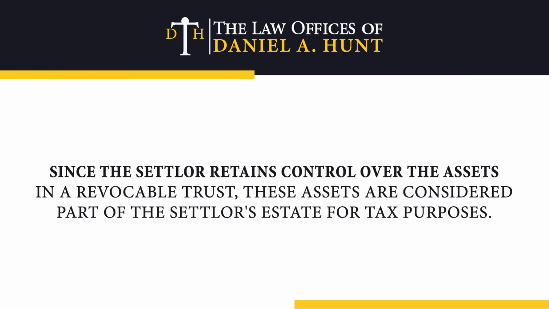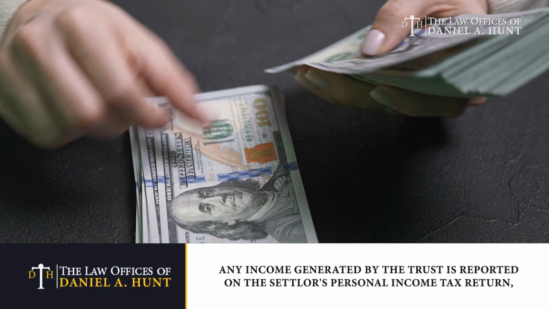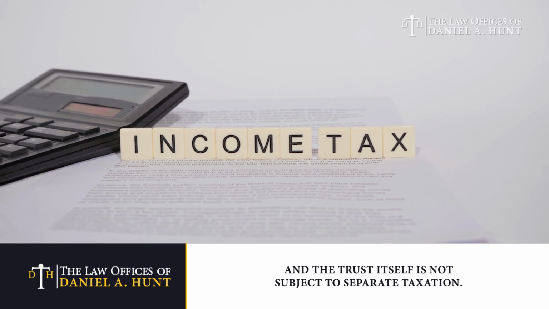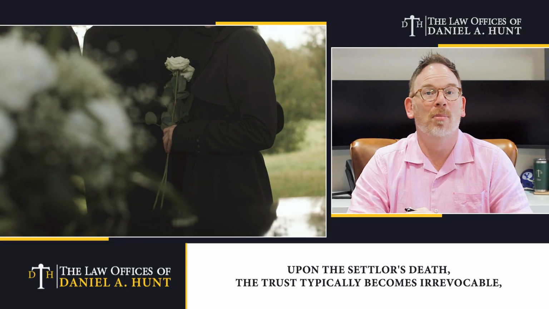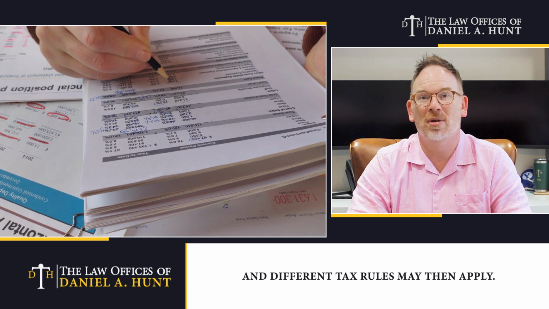Since the settlor retains control over the assets in a revocable trust, these assets are considered part of the settlor's estate for tax purposes. Consequently, any income generated by the trust is reported on the settlor's personal income tax return, and the trust itself is not subject to separate taxation. Upon the settlor's death, the trust typically becomes irrevocable, and different tax rules may then apply.